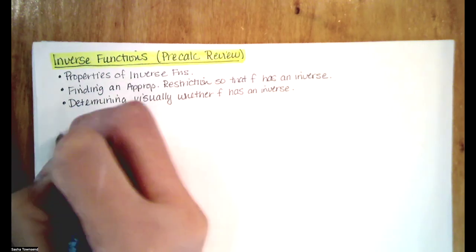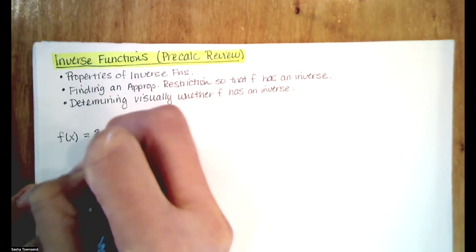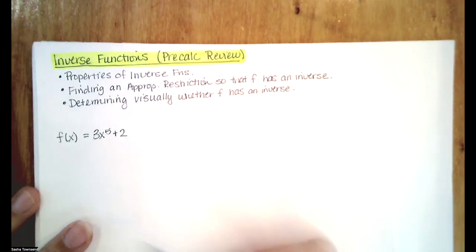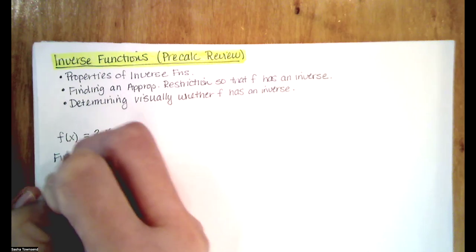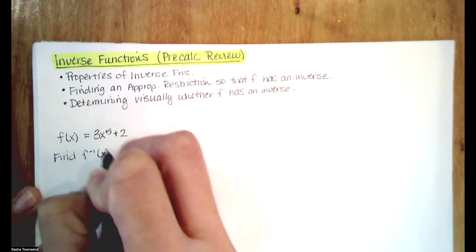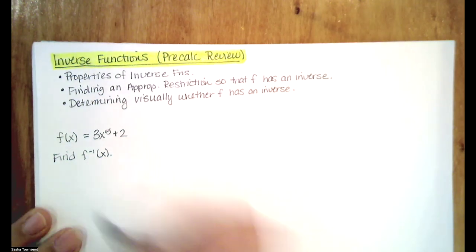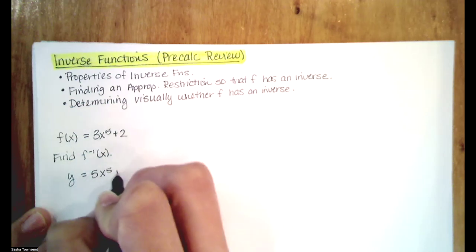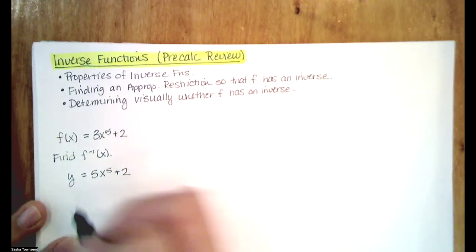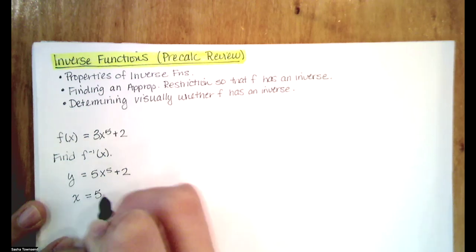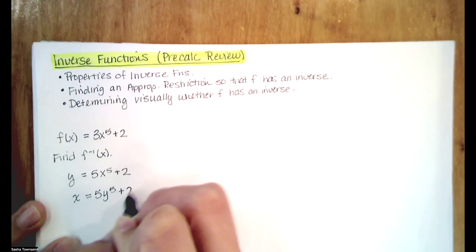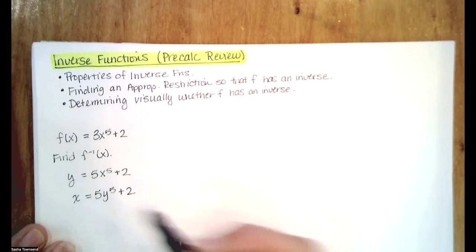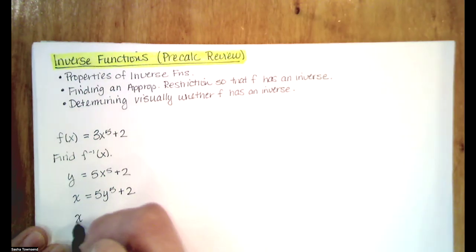Let's say we're given f of x equals 3x to the fifth plus 2, and we'd like to find the inverse function. Traditionally, the way that we would do that is we would replace f of x with y, and then switch the roles of x and y. And then after we do that, we try to get y by itself. So we subtract 2 from both sides.